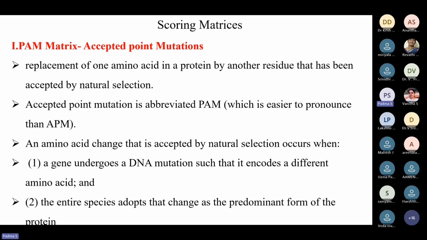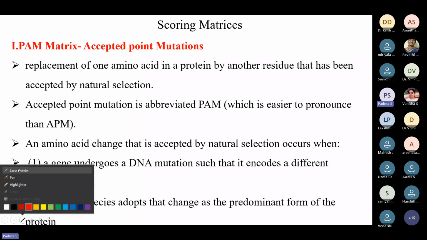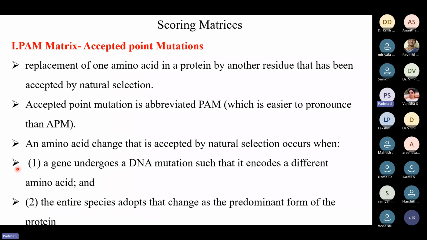This replacement of one amino acid in a protein by another residue has been accepted by natural selection. When I say that, what I would like to tell here is that when we look at the genetic code, we know that the genetic code is a degenerate code, where some of the amino acids have more than one codon, and even though there are three codons, the same amino acid is being coded because there is a single base difference in the codon.